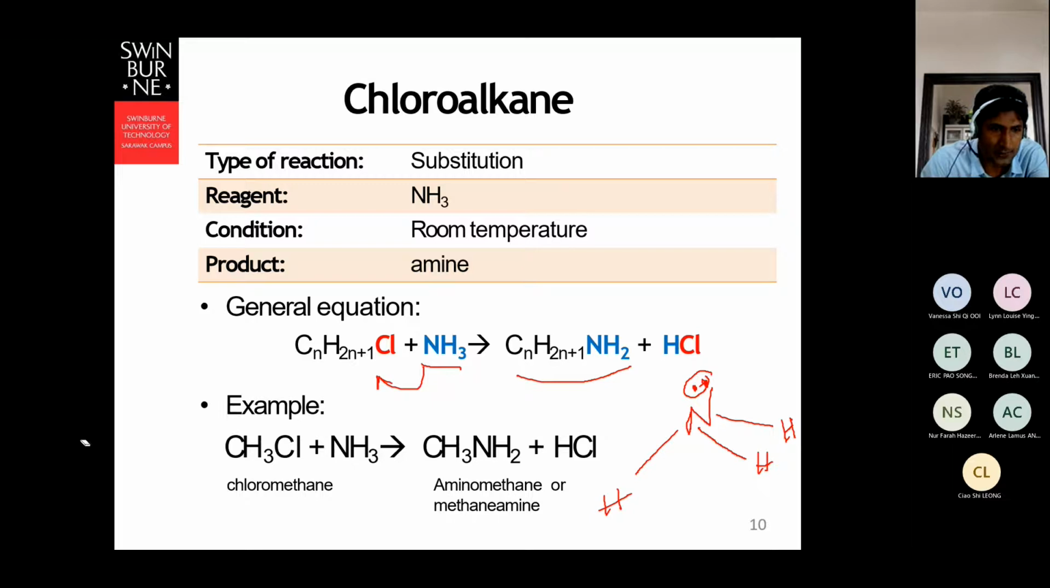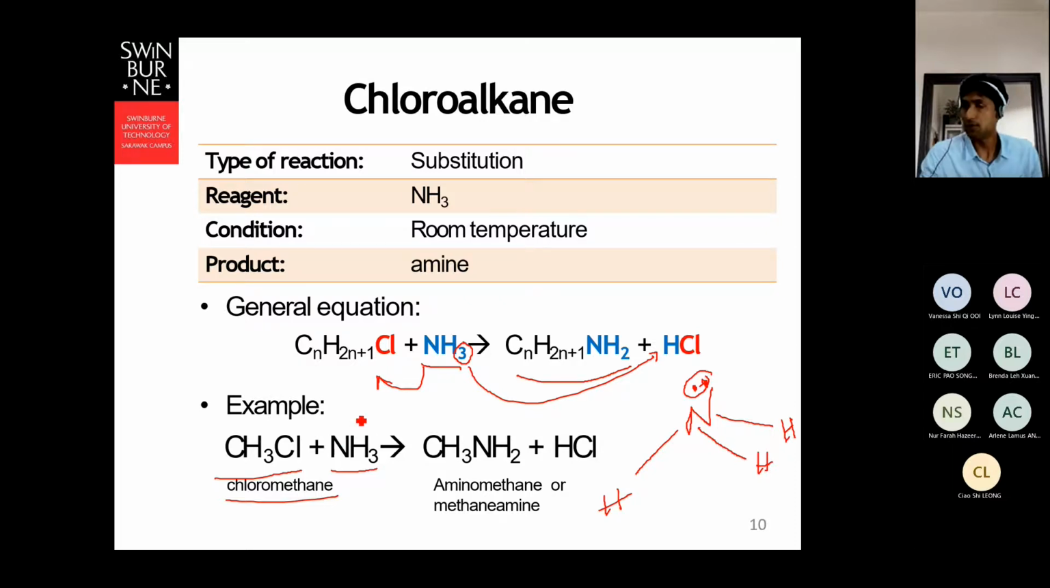One hydrogen will go out from here, and that hydrogen will produce HCl, right? So this is how the reaction goes. This is a chloromethane. If it is a chlorobutane or chloropropane, a haloalkane, it will react with ammonia and produce the same.